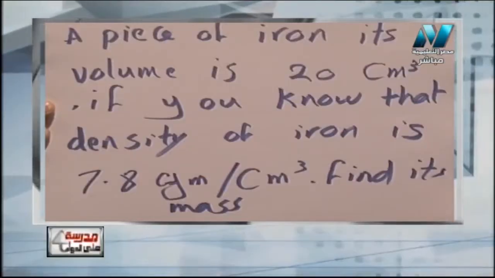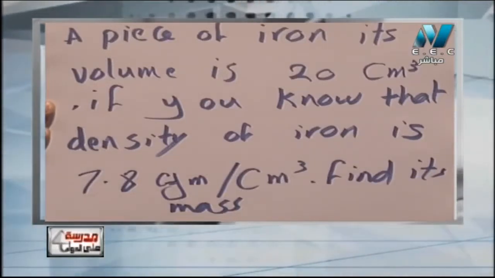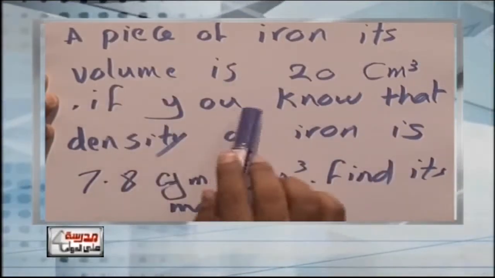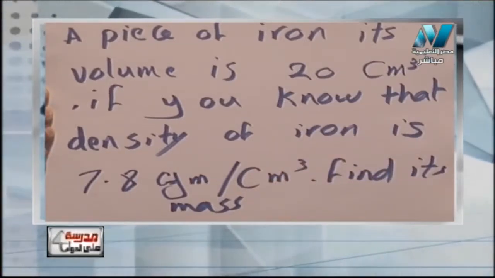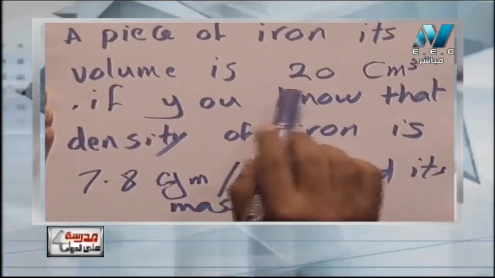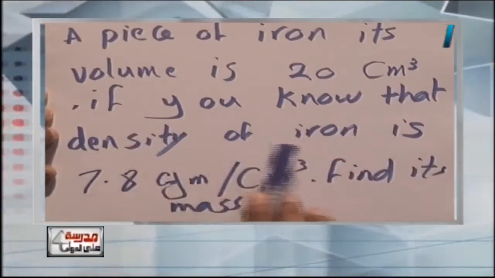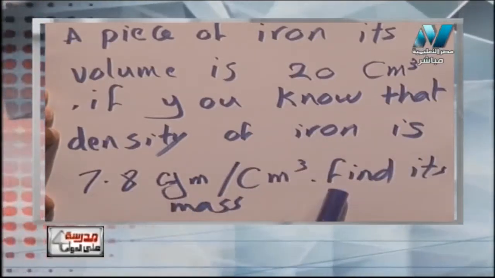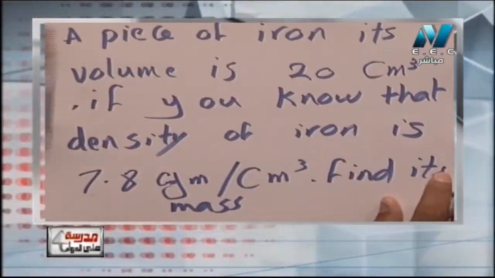Okay, now let's have a problem. A piece of iron, its volume is 20 cubic centimeter. If you know that the density of iron is 7.8 gram per cubic centimeter, find its mass.